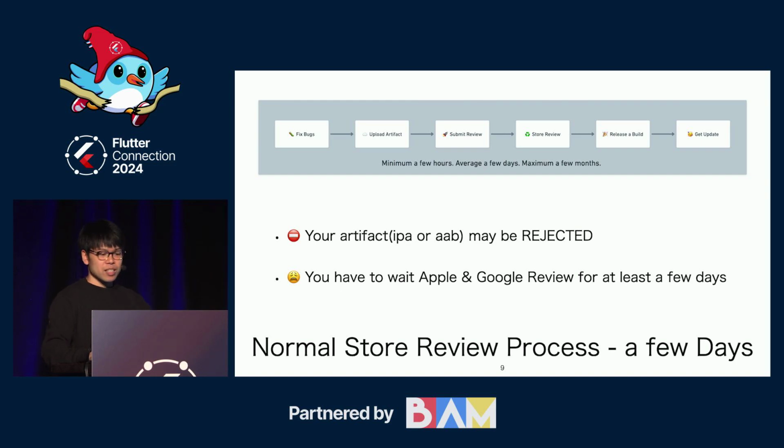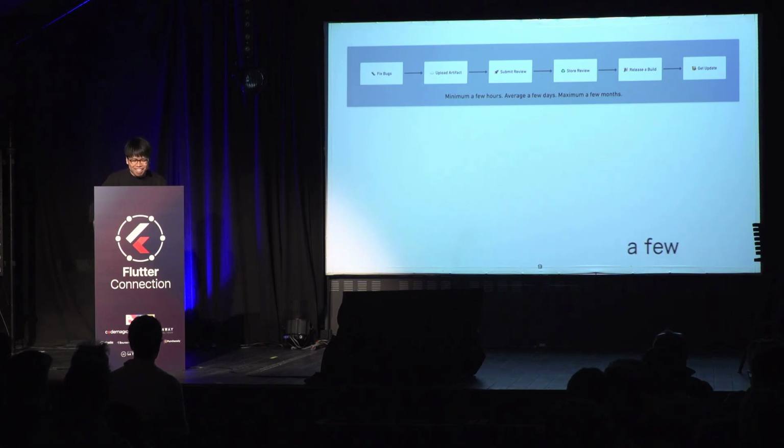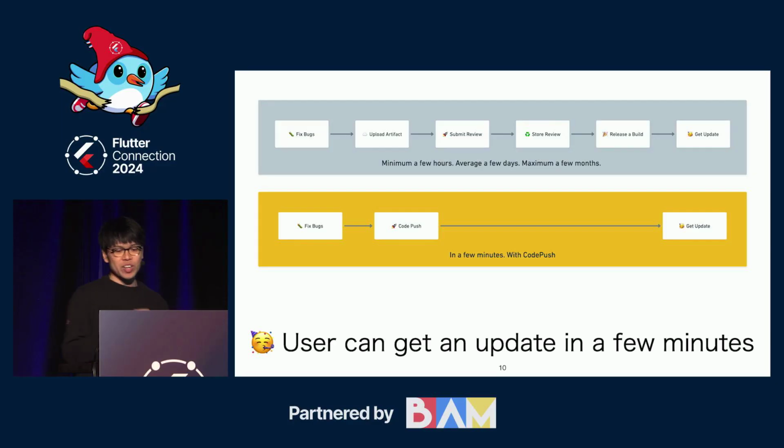The problem is that you must wait for the store review and can't know when the store approves your app. And sometimes your app will be rejected for other reasons. Overall, I think no one likes this review process. On the other hand, if you use Code Push, you don't have to care about the stores. After fixing bugs, all you have to do is send the code to the users. I think you can expect up to 10 minutes to deliver the update to the users.